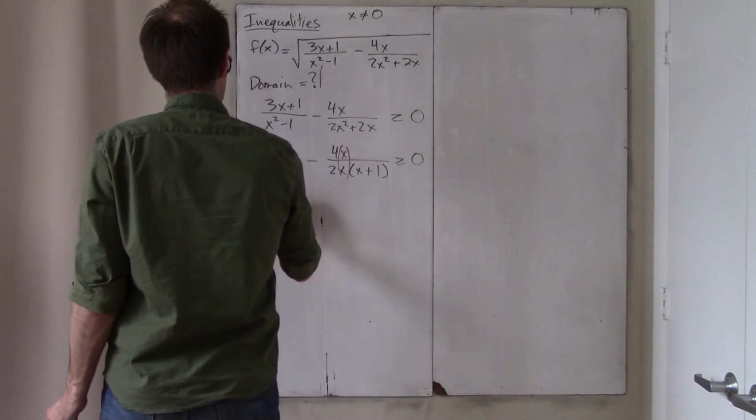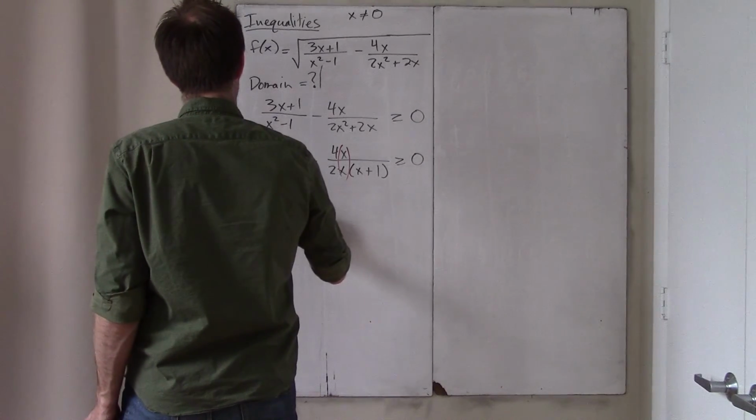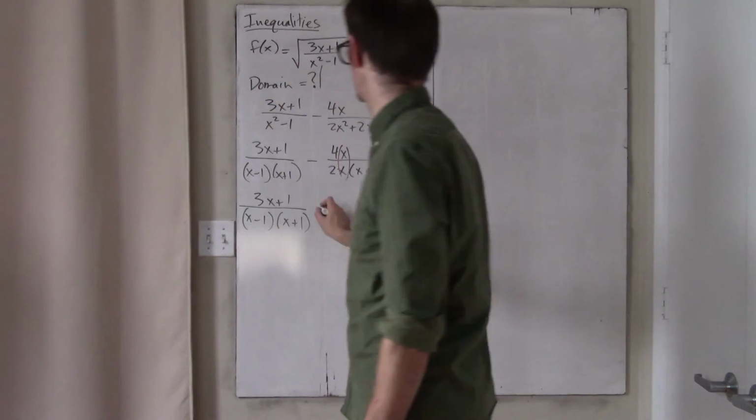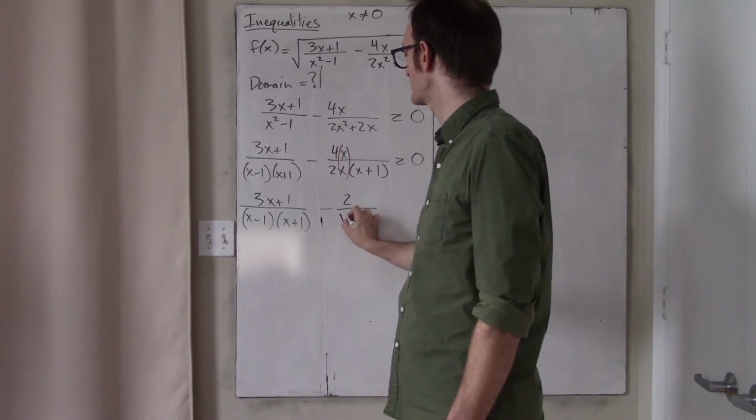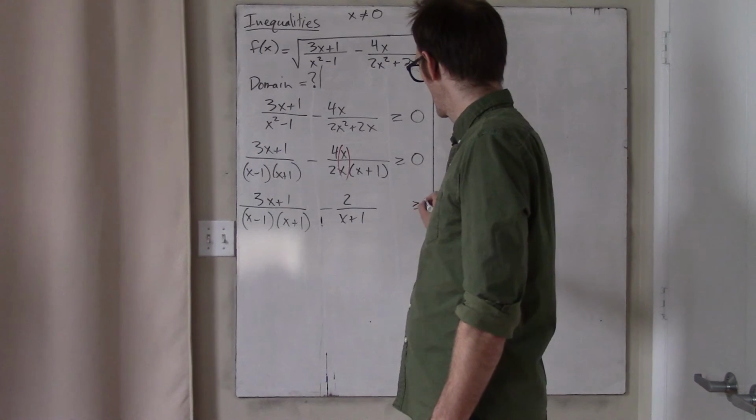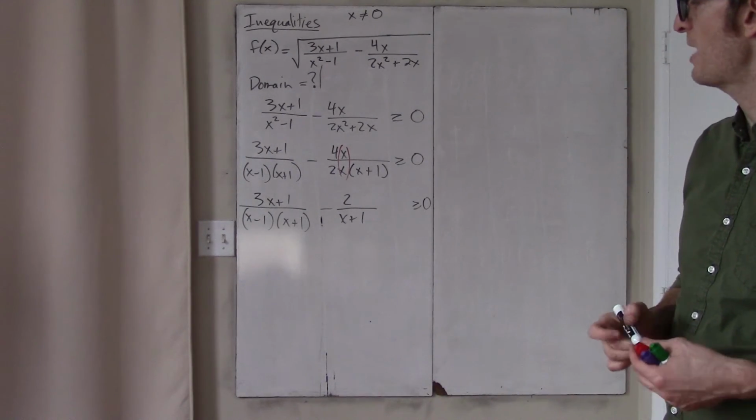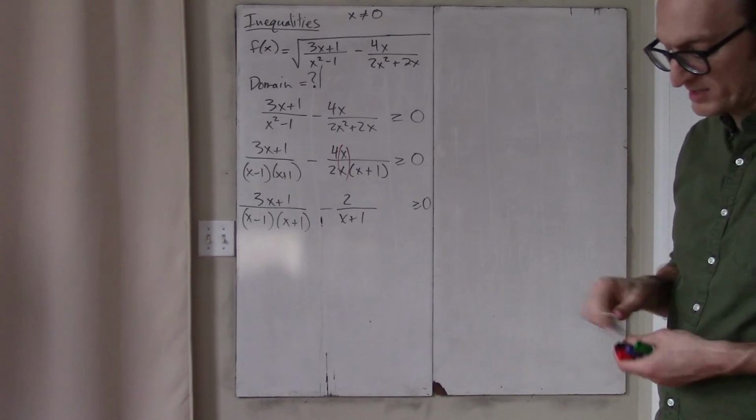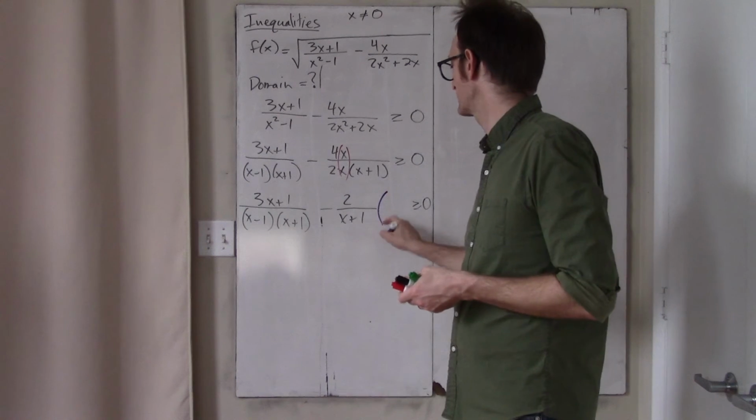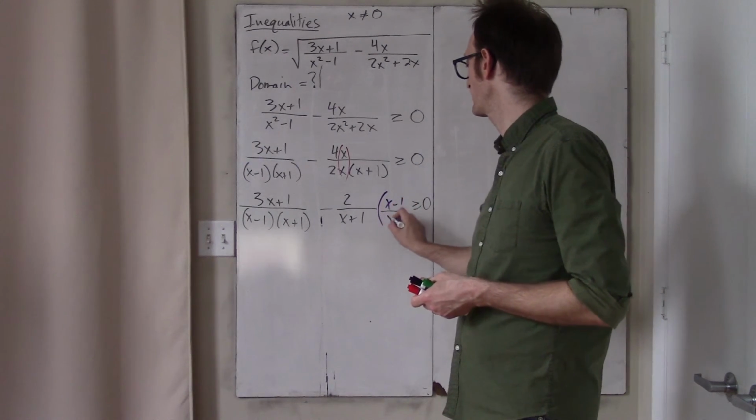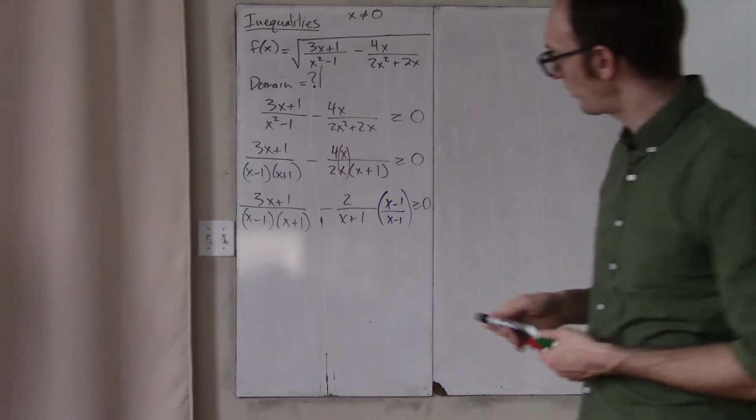So this is (3x plus 1) over (x minus 1)(x plus 1). And if I cancel the 2's as well, this ends up just being 2 over x plus 1. All right, so that's looking a lot simpler now. Well, how do I solve this? Just get a common denominator and take care of it. So I'll multiply by (x minus 1) over (x minus 1). I think this is actually an easier problem than before.